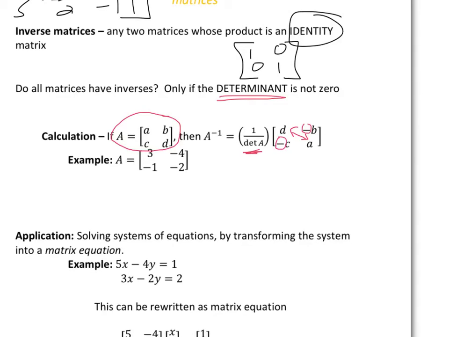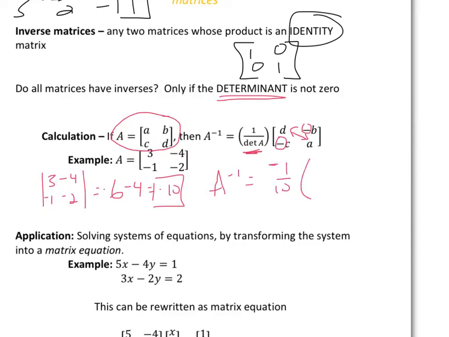Here's our quick, easy example. First, with this matrix A, we need to find the determinant. So we got 3, -4, -1, -2. We're going to get -6 minus 4 equals -10. Alright, so the inverse of A is going to be -1/10 times our matrix here, so D, -B, -C, A. So D is -2, -B is 4, 1, and +3.